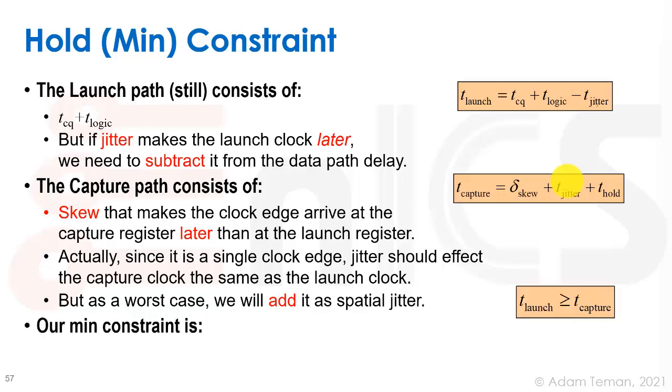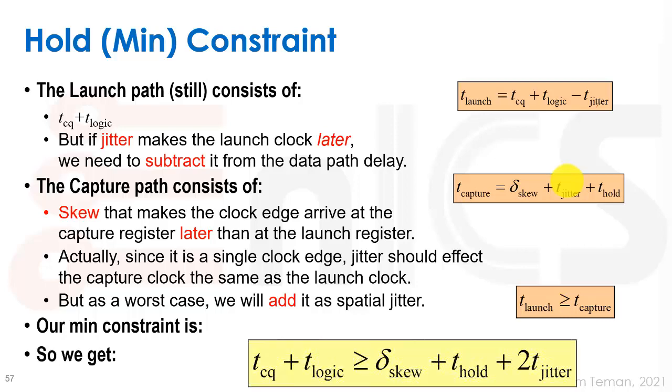So since our min constraint now is the fact that we want our launch path to be longer than our capture path, so we make sure that we capture this cycle's data and not next cycle's data, we put it all into an equation and we get TCQ plus T logic, which is basically our launch path, has to be larger than delta skew plus T hold plus 2T jitter. Again, this guy is optional. I think it's a bit of an overkill, but if you want to be extra careful, you should add it.